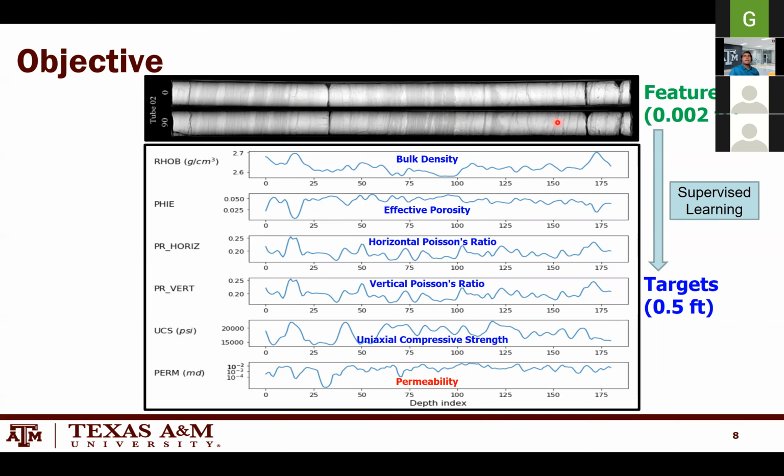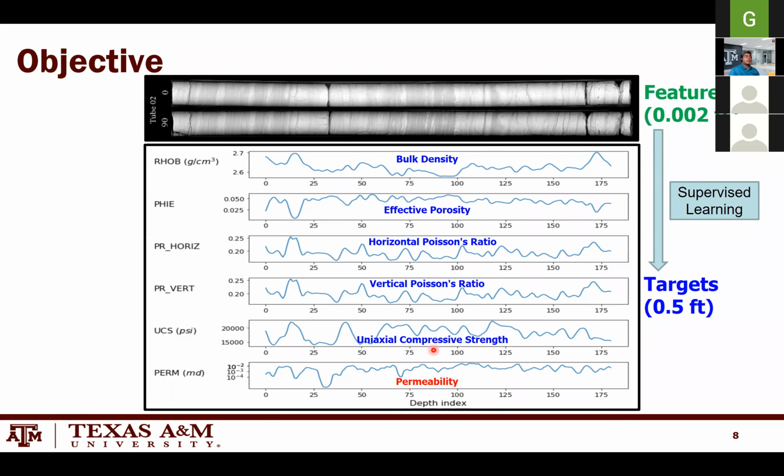Now, if we look at what we are trying to predict, we are trying to predict some of these properties that have been derived from well logs. So this is the target. These properties are derived from various different well logs in the same interval from where this core is taken. The target is at a low resolution.